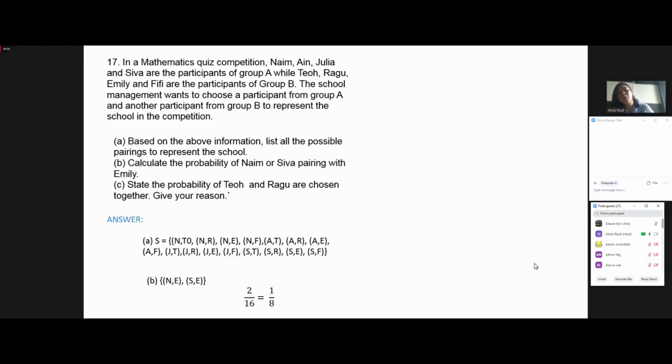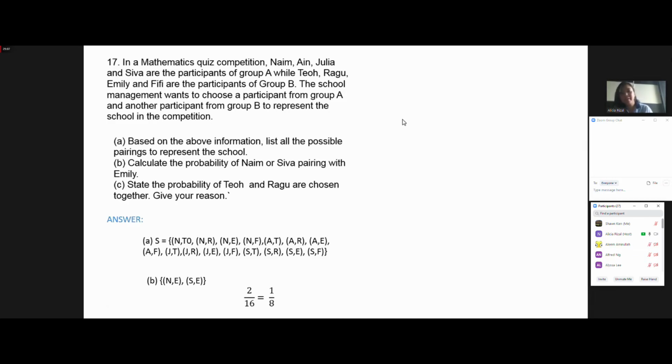Can you remember what was the answer you wrote? What's the probability of Theo and Raghu? Yan Tong? Forgot already. What was the answer you wrote? If you saw my slide just now, you can see the answer. Do you remember what you wrote? No? Okay. Alah, kesian your friend.